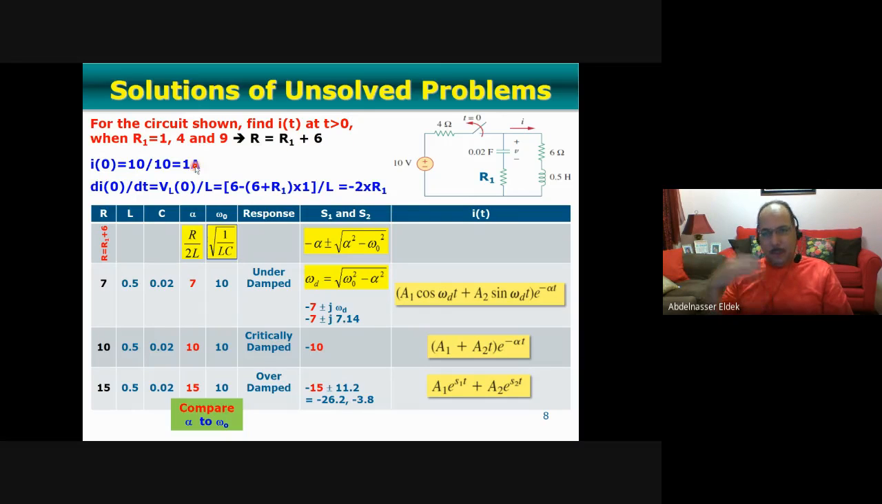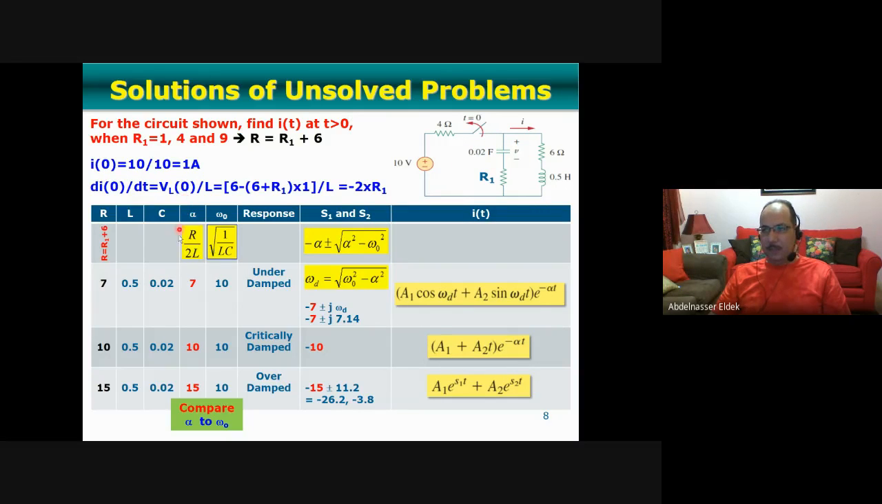First we need to find the initial conditions, and I have already explained this before. This is the initial condition for this specific problem. The R1 was 3 ohm, I believe, but it is the same idea. These are the initial values, I of 0 and di/dt at t equals 0, like this. Then you create this table: R equals R1 plus 6, so it will be 7, 10, and 15. L is 0.5 Henry, and C is 0.02 Farad.